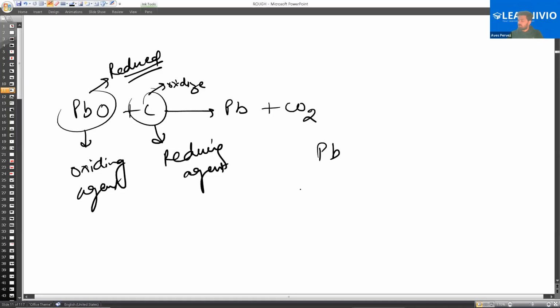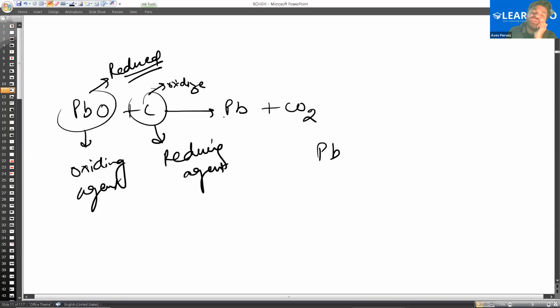So tell me, is Pb oxidized or reduced? Pb is in a reduced state. Is Pb reduced or oxidized? Reduced. Pb is reduced. Yes or no?